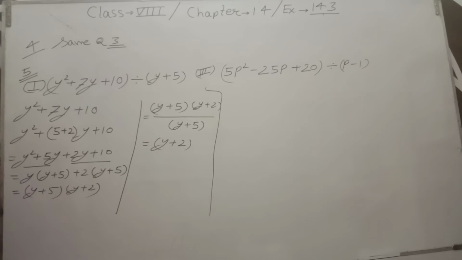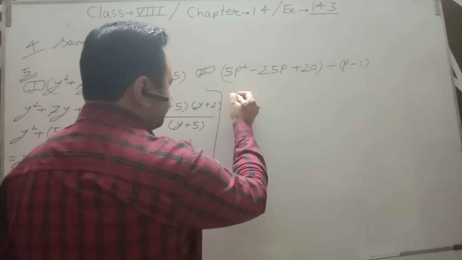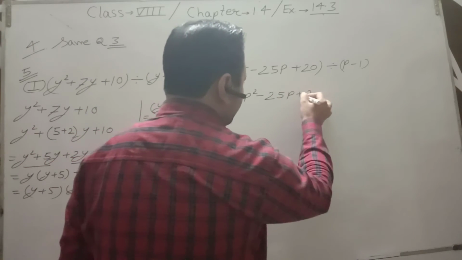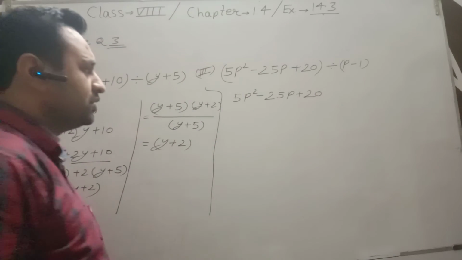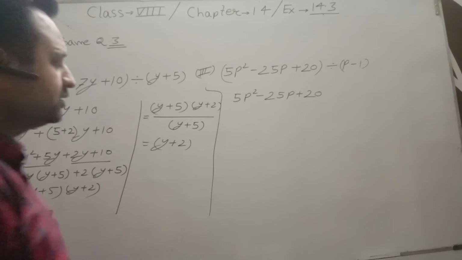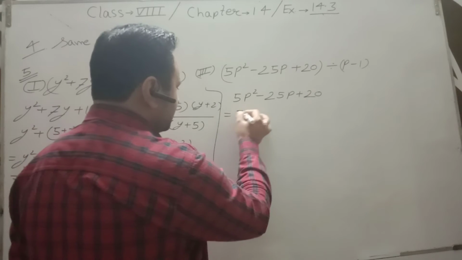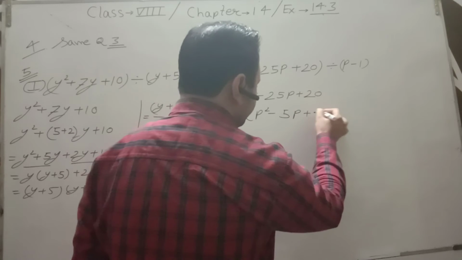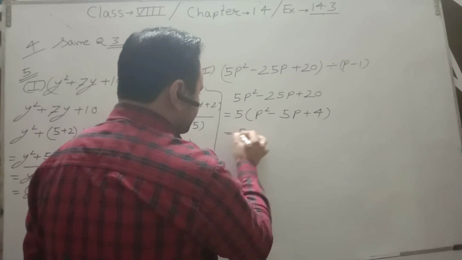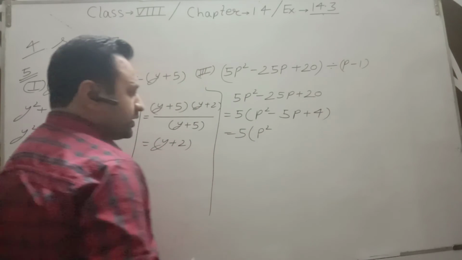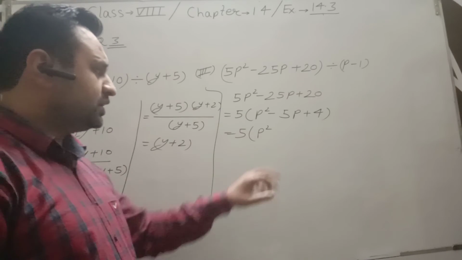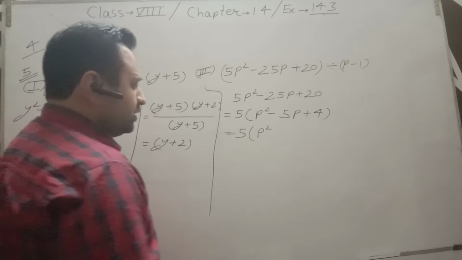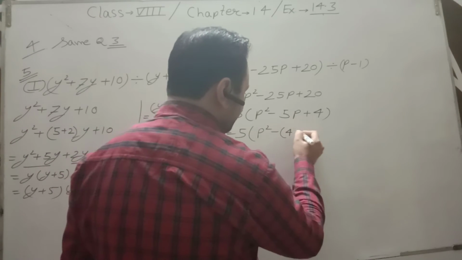Similarly, we discuss its third part. For the third part, we note down the numerator and we observe that 5 is a common factor. So firstly we take 5 as common: p square minus 5p plus 4. Now we split the 5 into two parts. Their product must be 4 and their addition must be 5, and we can break it as 4 plus 1.